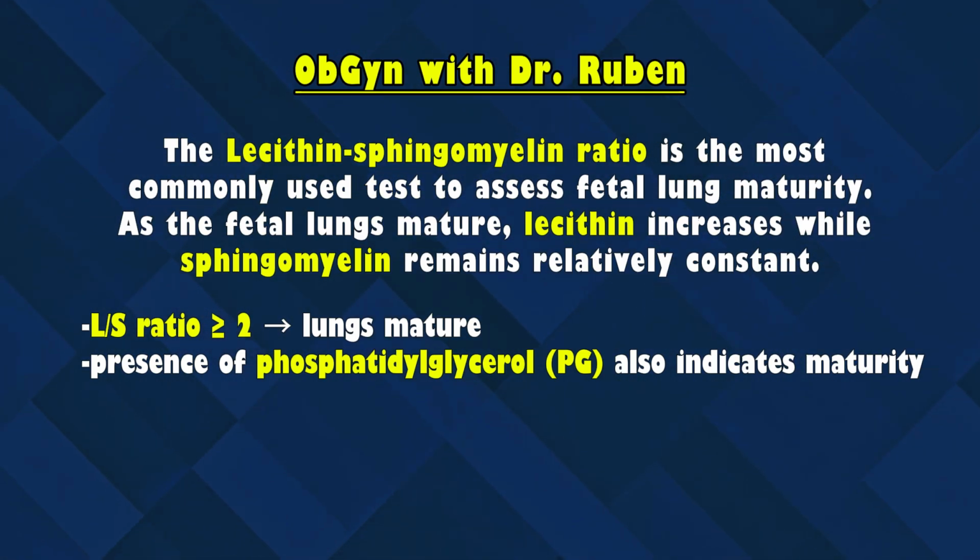As the fetal lungs mature, lecithin increases while sphingomyelin remains relatively constant. A ratio greater than or equal to 2 generally indicates adequate surfactant and lung maturity.